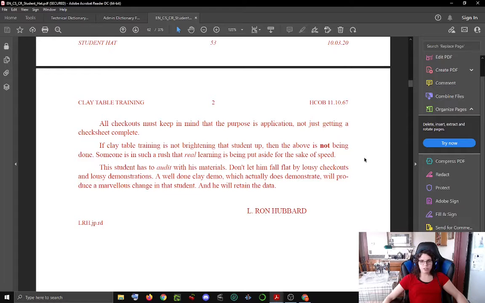If clay table training is not brightening the student up, the above is not being done, speed. This student has to audit with his materials. Don't let him fall flat by lousy checkouts and lousy demonstrations. A well-done clay demo, which actually does demonstrate, will produce a marvelous change in that student, and he'll retain the data.